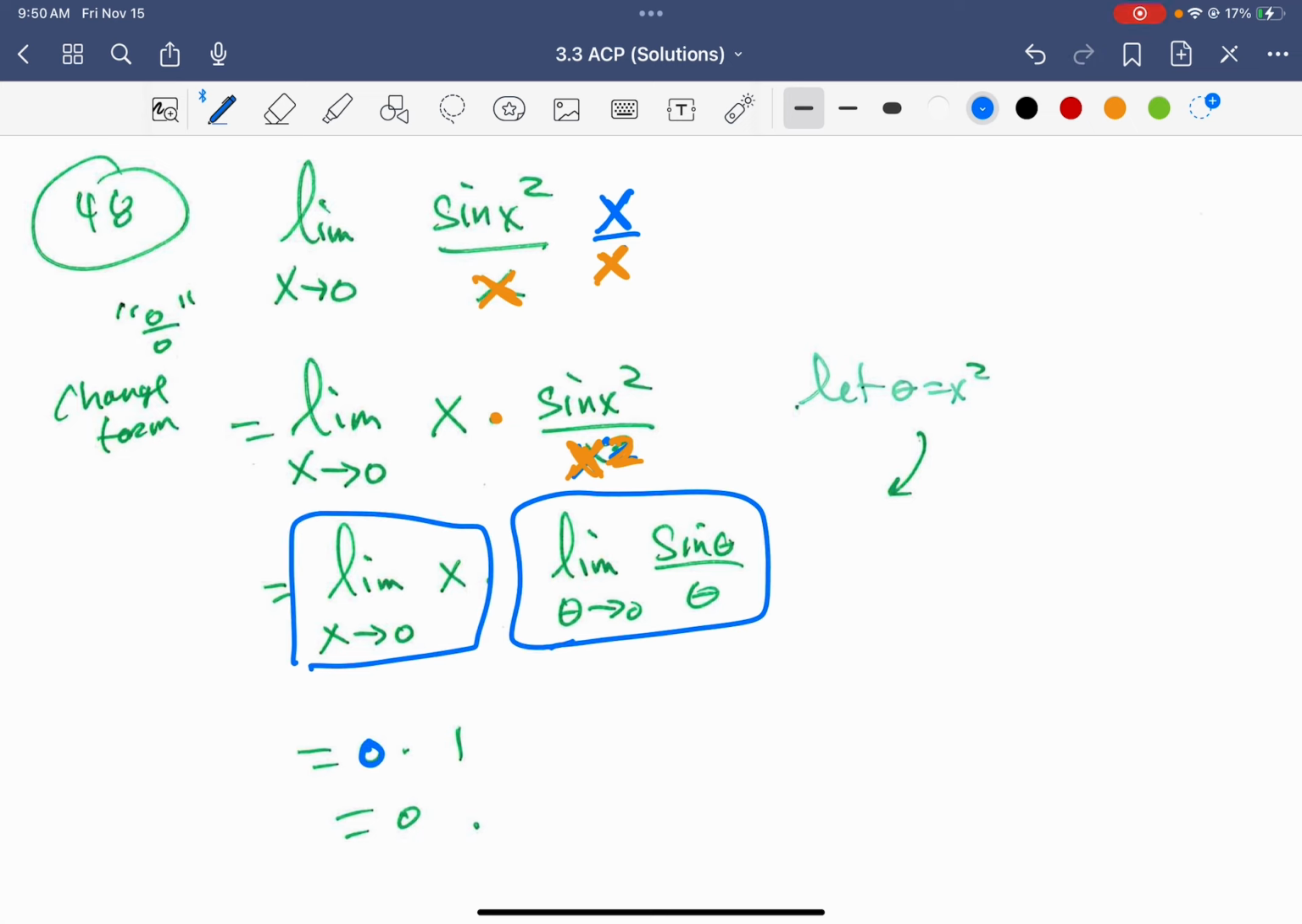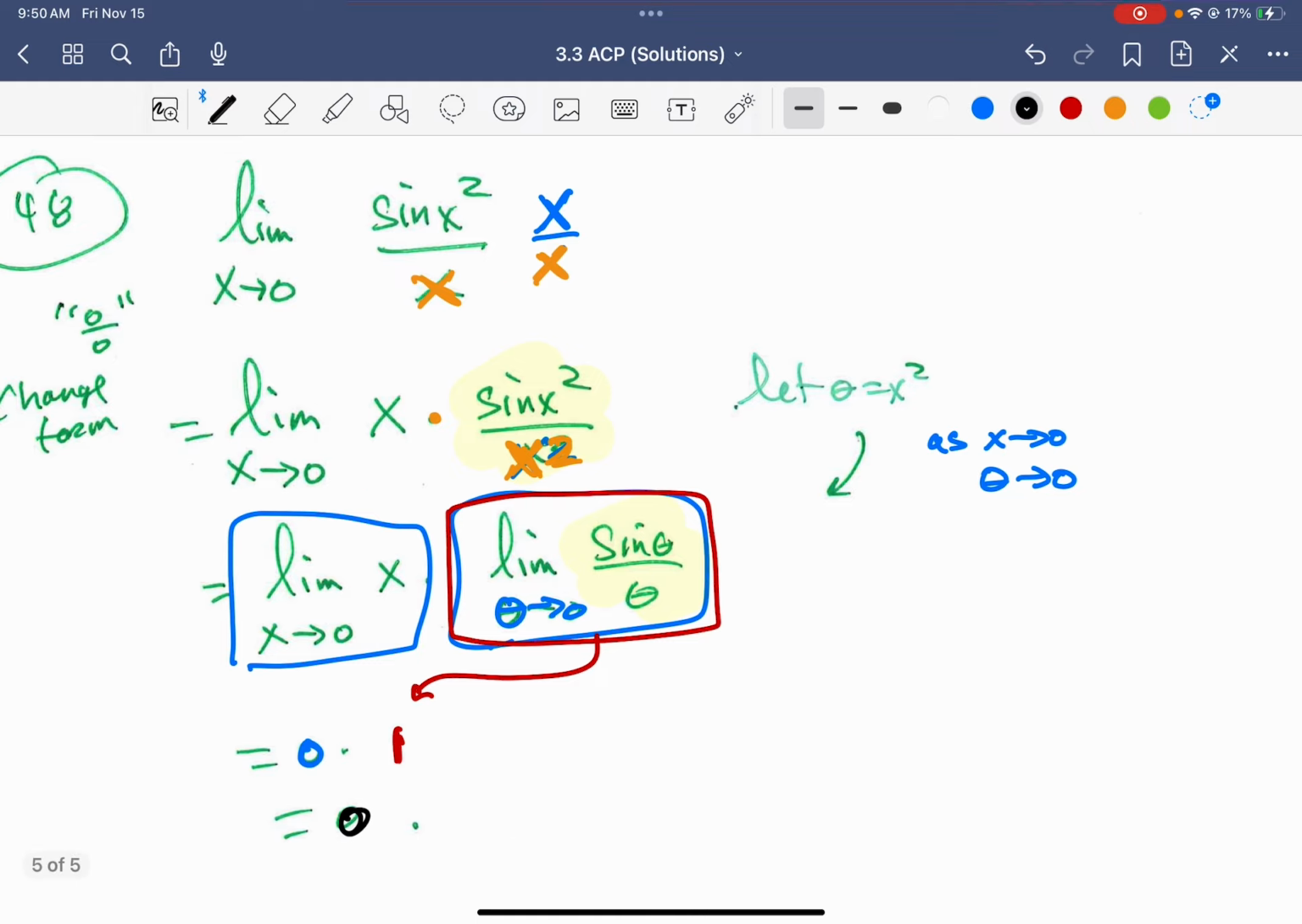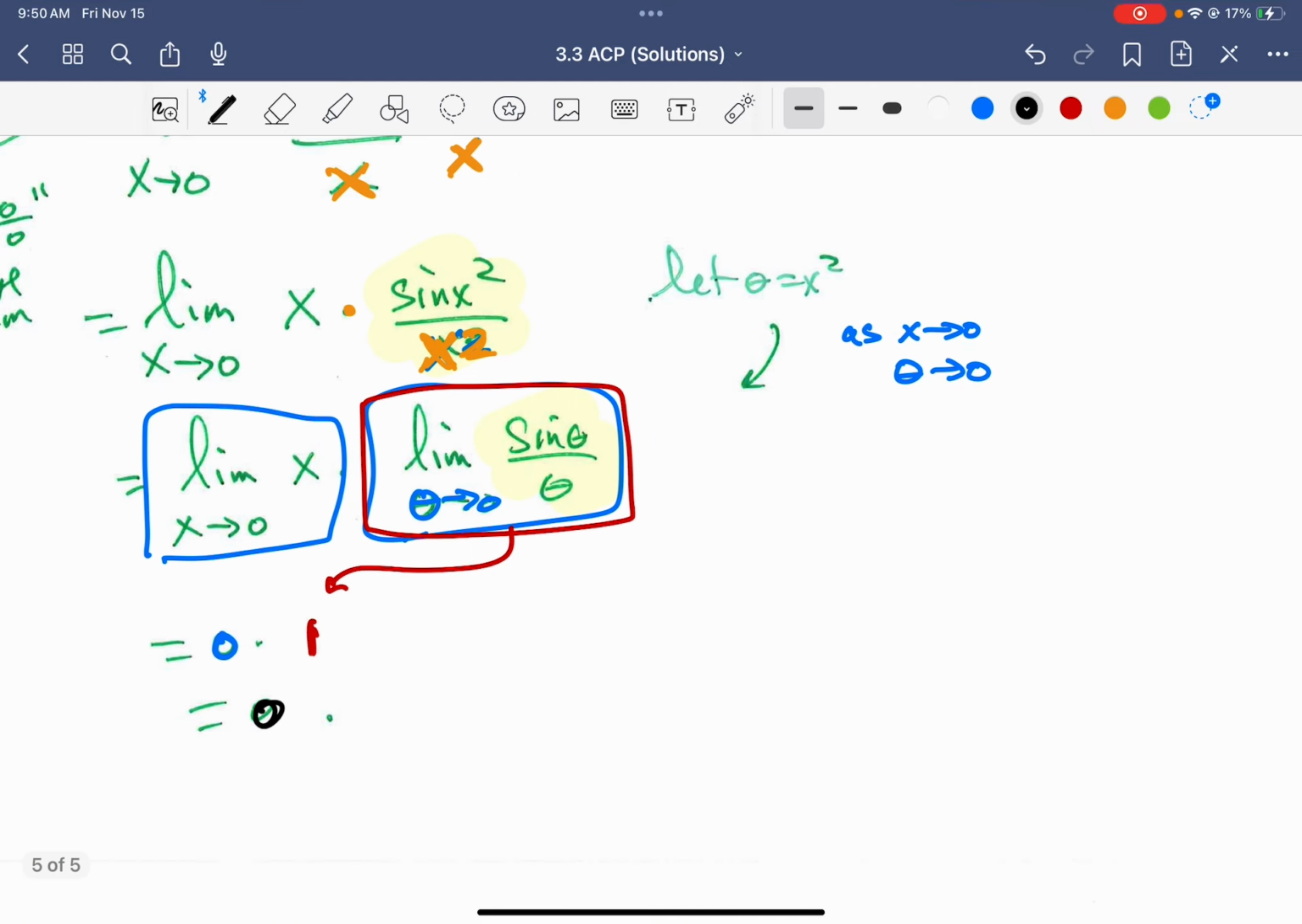And this, what happens is, I'm going to let x squared be theta so it's easier to see. If theta is equal to x squared, I can rewrite it as the limit as theta goes to 0 of the sine of theta over theta. Because as x goes to 0, is it clear that theta also goes to 0? So I write this in its equivalent form. And that thing right here in red wants to be 1. And so 1 times 0 is 0. And we're done.